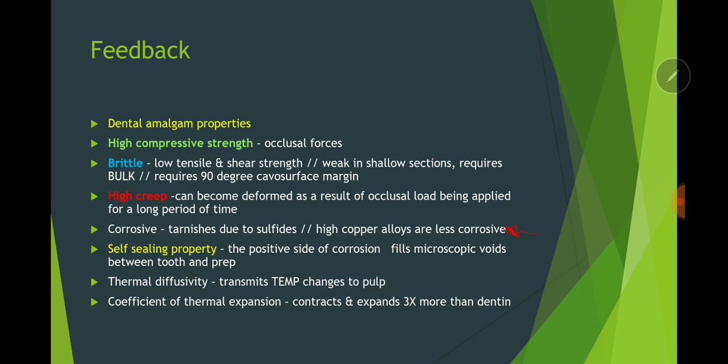Diffusivity, and so it transmits temperature changes to pulp. So you may have some sensitivity when you eat hot or very cold things. Now, amalgam coefficient of thermal expansion is that amalgam contracts and expands 3 times more than dentin. So it's not equal to dentin. Okay.